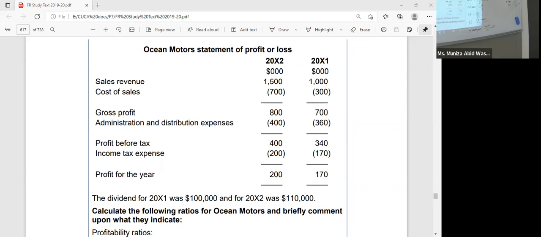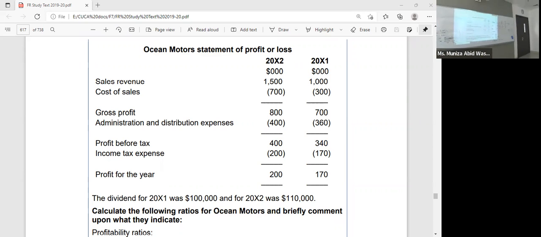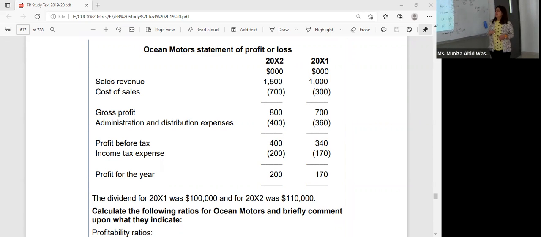So 2002 is 26.4. 26.4, yes. 2001 is 23.9. 23.9%. It means that it has increased. Why has it increased, students? There is a small increase, we can say. Around 2 to 3% increase is there in the operating profit margin. Why is it so, students?